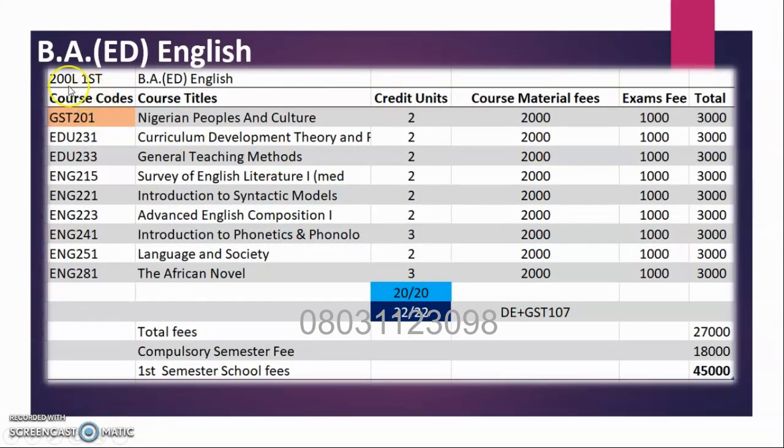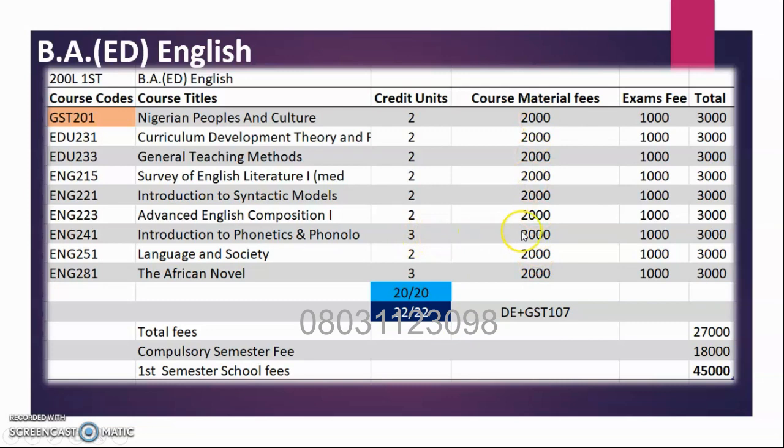Okay, then you have 200 level first semester, and these are your courses. You're expected to register all of this and pass them. If you are a DE student, direct entry student, you have to add GST 107 to your courses, which will make them 22 units. It's compulsory for direct entry students. So you have these fees to pay.